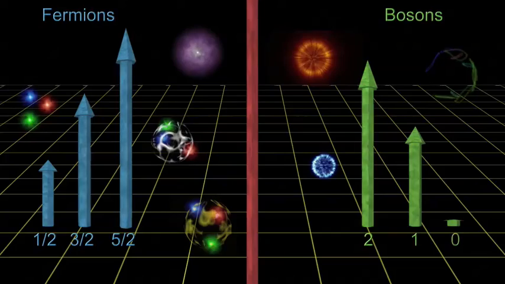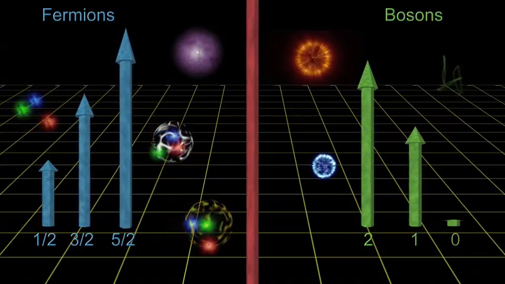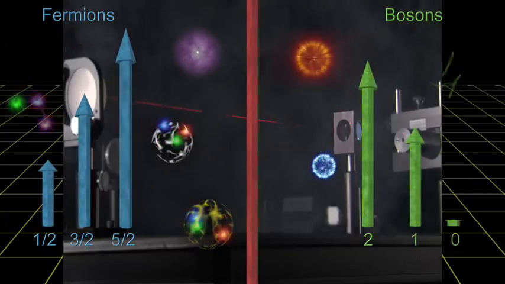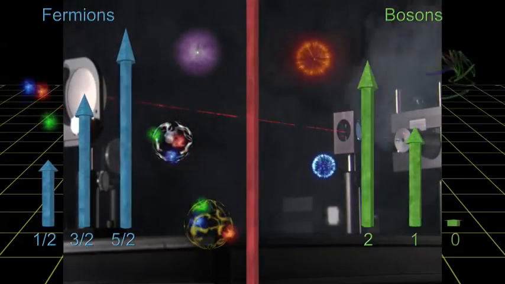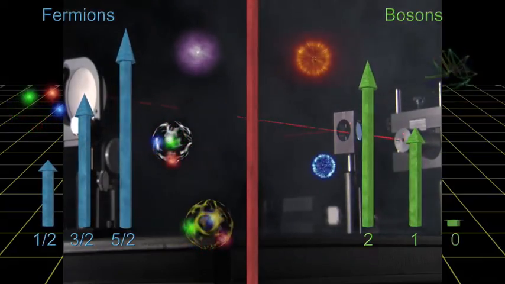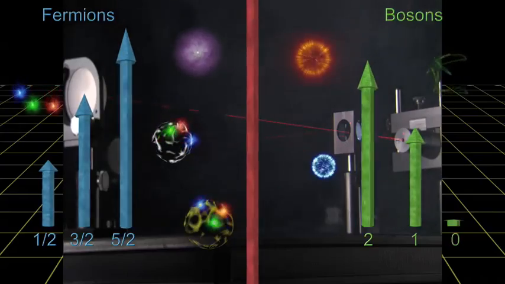If bosons had to obey the exclusion principle, many modern marvels could not exist. Like lasers, which require that huge numbers of photons be in the same state at the same time, and again, the universe would be a very different place.